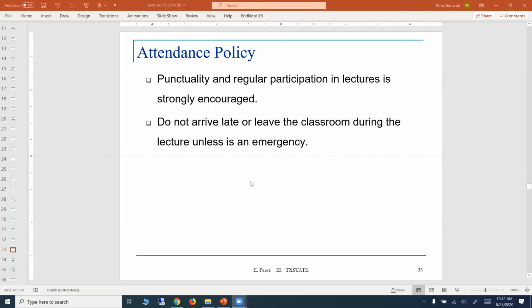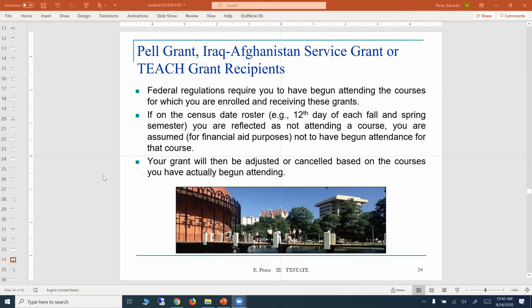So yes, I'm sorry. This should be hidden. Since I'm not using the full screen, this slide should not be showing. This is hidden. I'm sorry, this is not here.